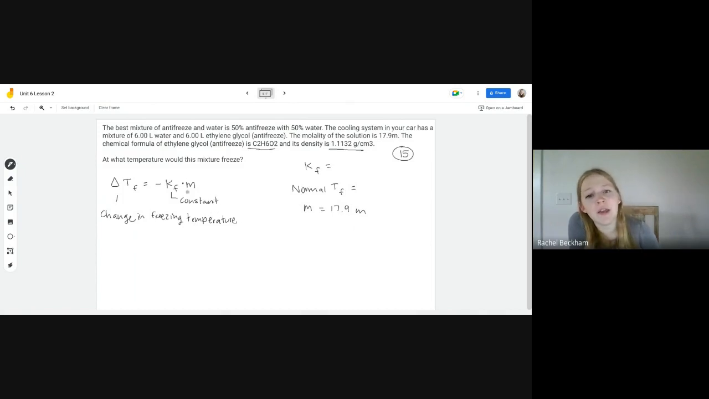And M, they already gave to us, thank God. Okay, so we already have M. So we just need to solve for the change in temperature to figure out when the mixture would freeze. So we're going to look up this stuff from table B10, and we're going to do it for the solvent. In this situation here, it's 50-50, so we're going to assume that water is our solvent. So we need the KF for water, and then the normal freezing temperature for water.